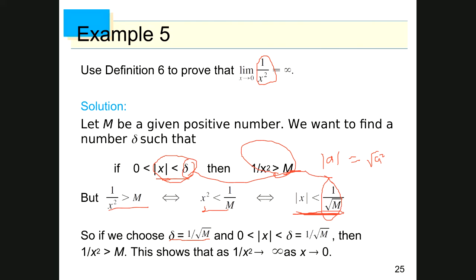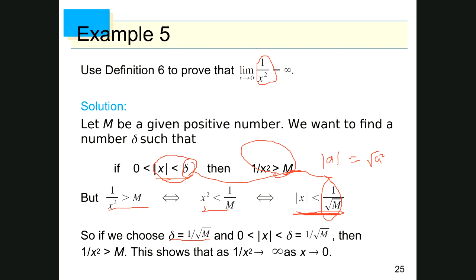And like I said, you just keep stating the whole thing again. If the distance between x and 0 lies between 0 and delta, remember that your delta now is equal to 1 over root of m. Then you can say that 1 over x squared is greater than m. All right. And this shows that 1 over x squared will tend to infinity as x approaches 0. All right. Or you can go ahead and say by the definition of a limit, this whole thing is equal to infinity.